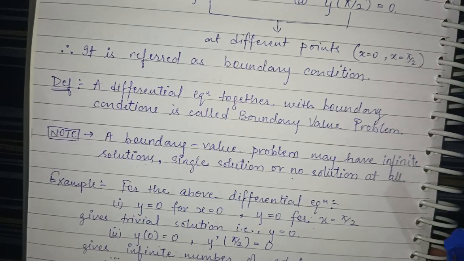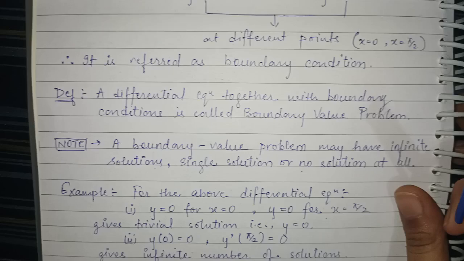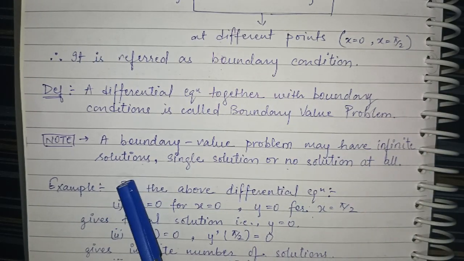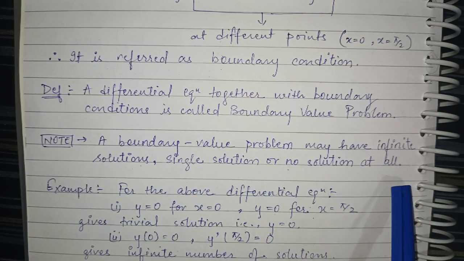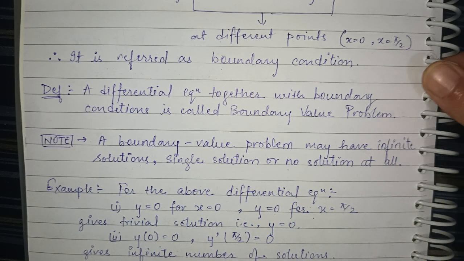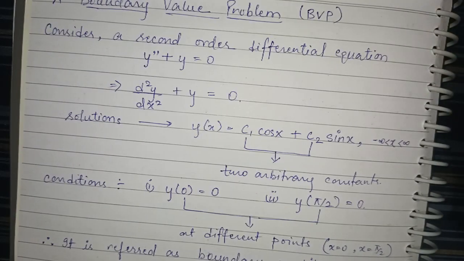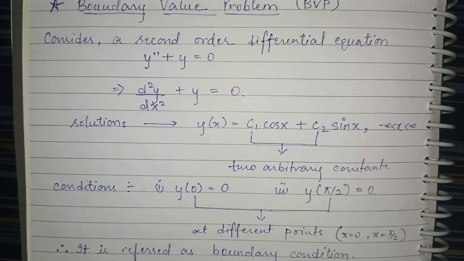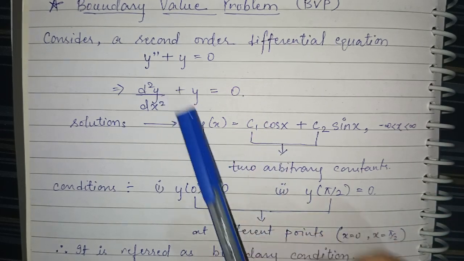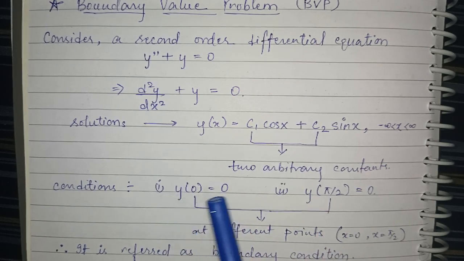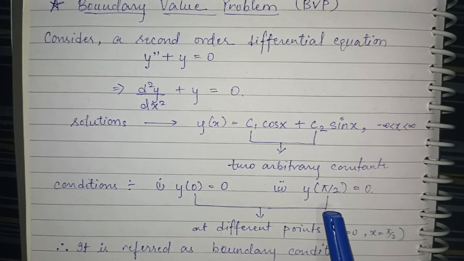Now you can see that a small note is given to us that says a boundary value problem may have infinite solutions, a single solution, or no solution at all. So I'll show you this by using an example. If we take the differential equation given above, the solution of this differential equation is this, and the conditions are y is 0 when x is 0 and y is 0 when x is pi by 2.